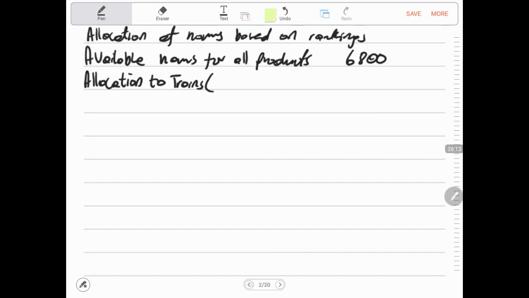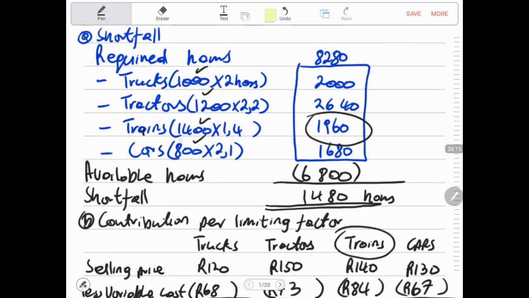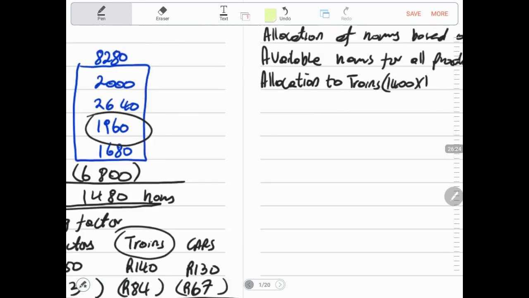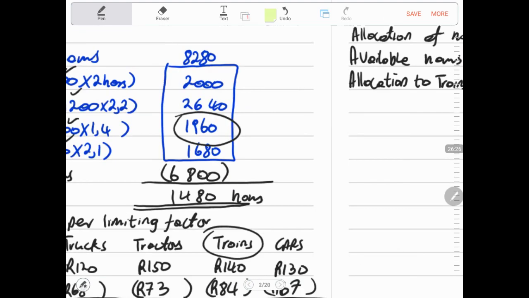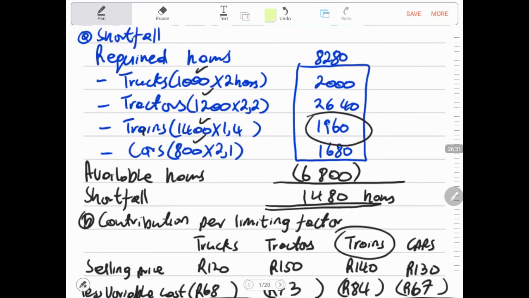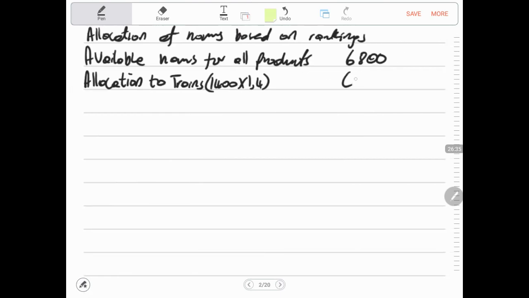And how many units do we want to manufacture for trains? 1,400 times 1.4. We don't have to repeat this calculation because we have done it previously. 1,960 is the total. You can just write that total as it is, 1,960. And now the question is, do we have available hours at our disposal? Yes, we still have 6,800 available.